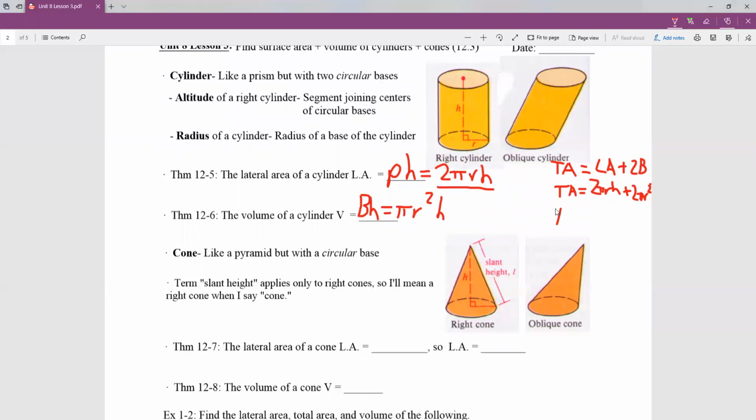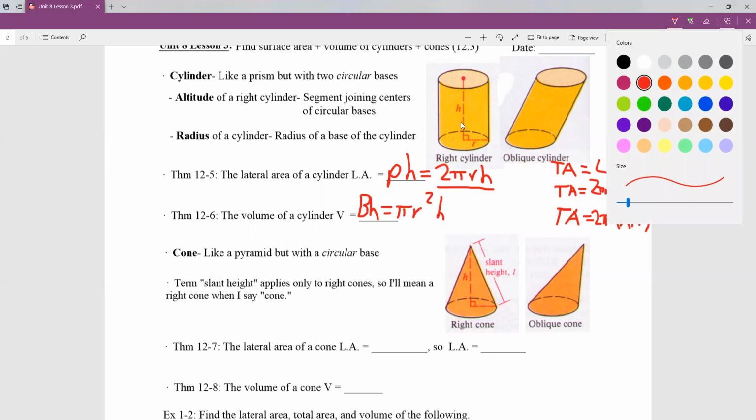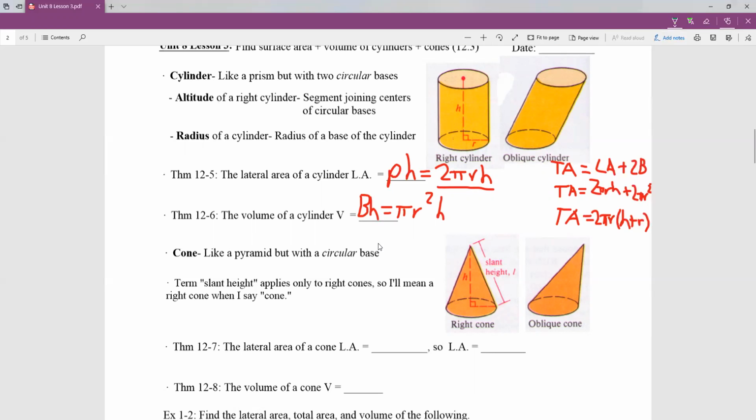And some people actually even go a bit further and make it more simplified. Since both of these have a 2 pi r in them, they factor out 2 pi r out of both of these. If you factor out 2 pi r in this, it'll just be h left over, and if you factor out 2 pi r in that, it'll just be r. Some people write it like this, which is fine, but as long as you understand that the total area is the lateral area plus the 2 bases, you're good to go. Okay, so that's cylinders. Now let's move on to cones.